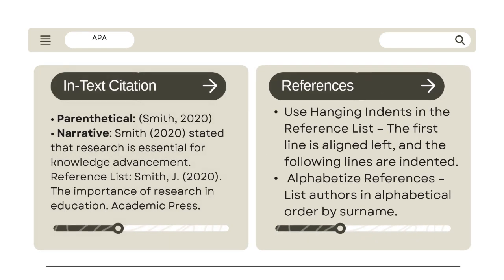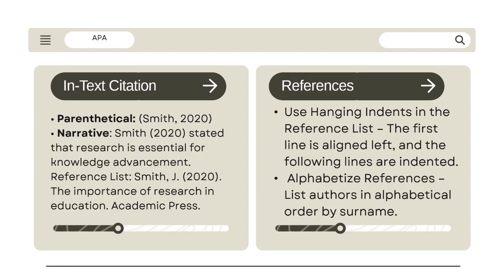Here are the examples of APA. So in text, this is how you write it in parenthetical and in narrative form. And for the reference list, you write it like this. And use hanging indents in the reference list. So there is an option where you can do hanging indents.